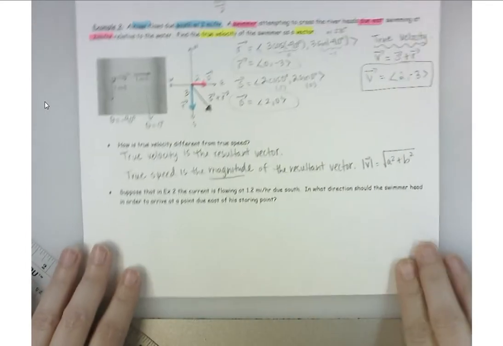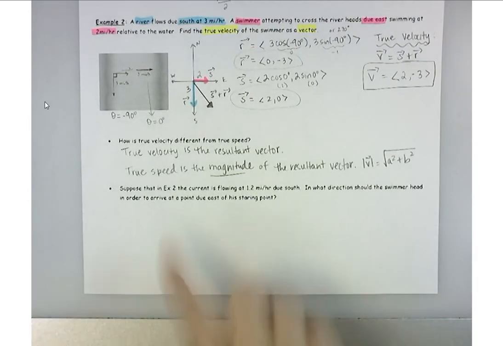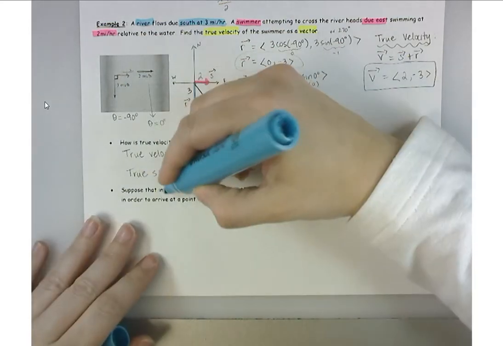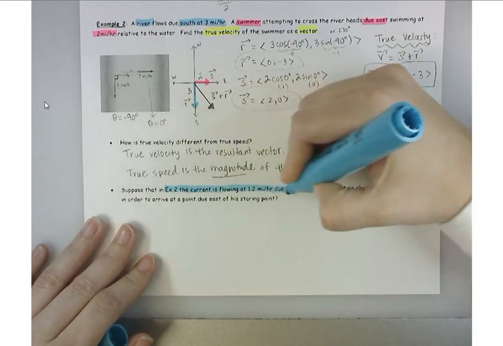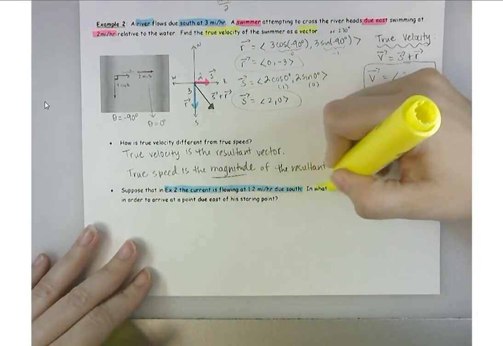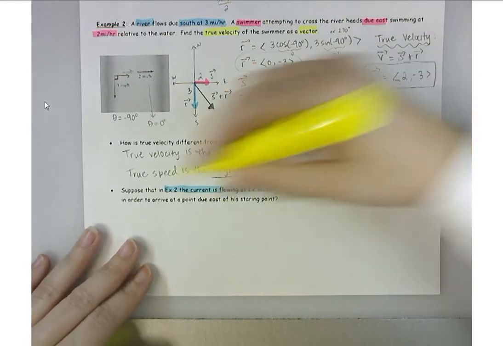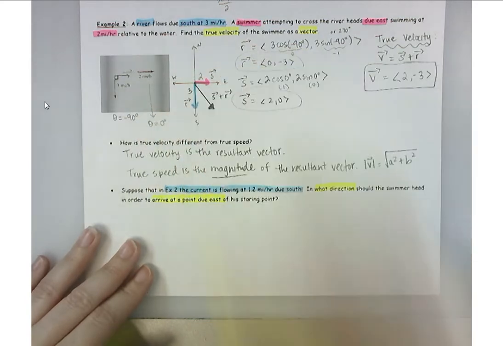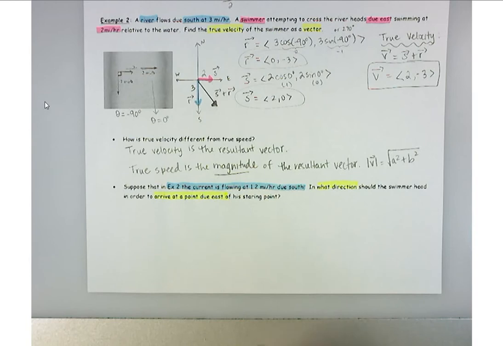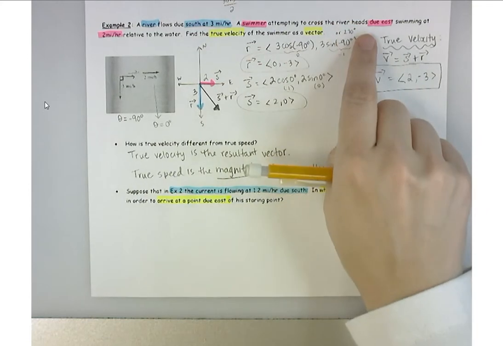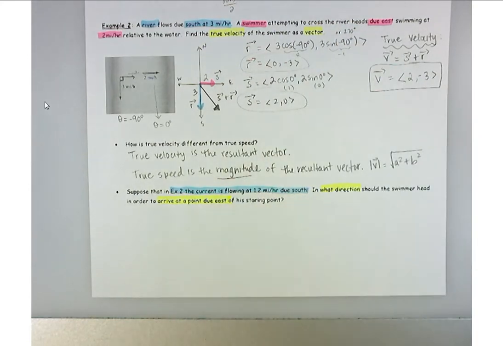All right. Now, the next question says, suppose that in example 2, the current is flowing at 1.2 miles an hour due south. In what direction should the swimmer head in order to arrive at a point due east of his starting point? When it says what direction, that's going to change where the swimmer is going. Okay? It's saying where should he head.